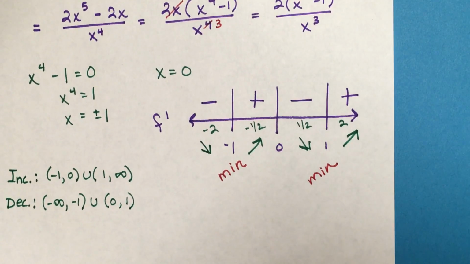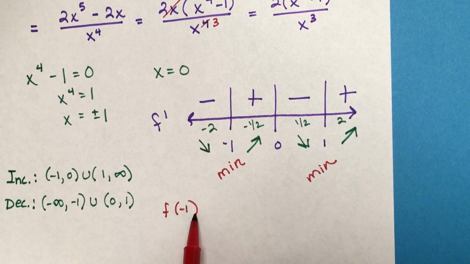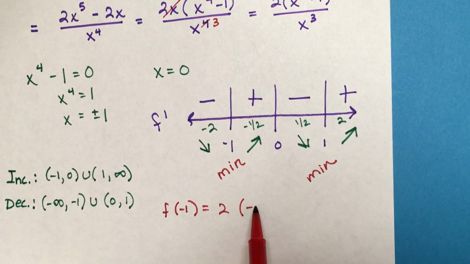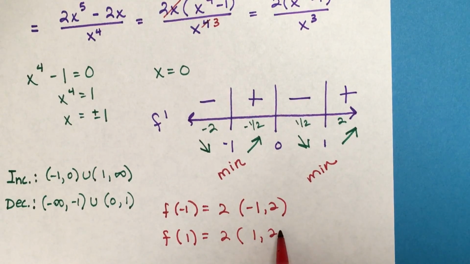All right, so I need to locate these points. So I would have f of -1. Now remember, in this case, you're substituting back into the original function. So if you were to substitute -1 back into the original function, you're going to end up with 2. So that would be the point -1, 2. And then substitute +1 into the original function. So that's also going to give you 2. Therefore, we have the point 1, 2. And again, these are both mins. Okay, so there's that example.